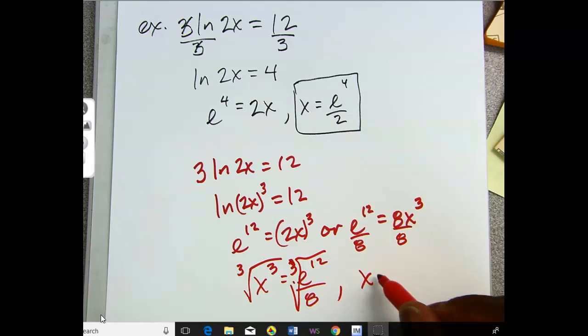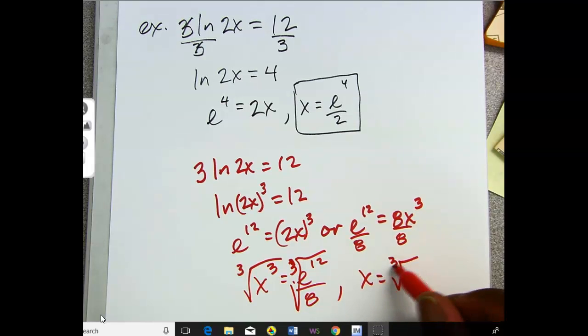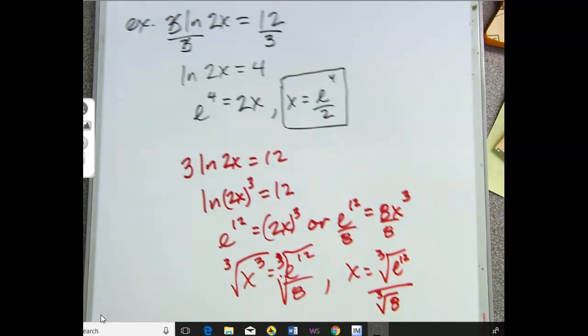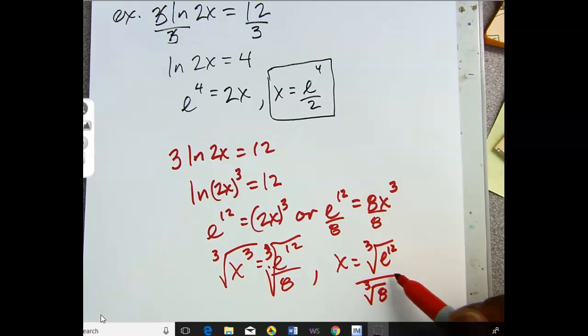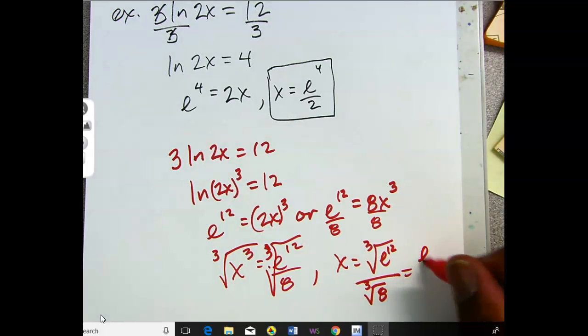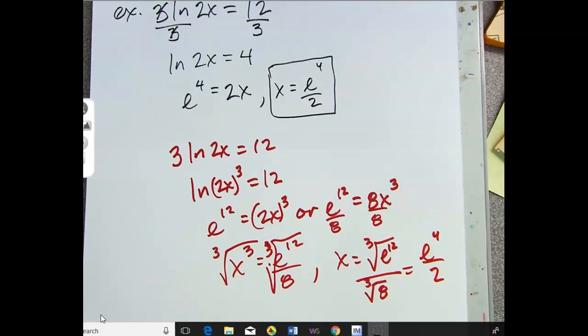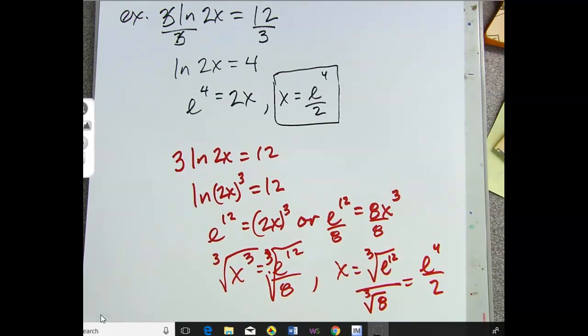So you're going to get x is equal to the cube root of e to the 12th divided by the cube root of 8. By the way, for the cube root of e to the 12th, just think of e to the 12th to the 1/3. So 12 times 1/3 is 4. You get e to the 4th. Cube root of 8 is 2. Okay, which one of those methods was easier? First one. First one's a lot easier.